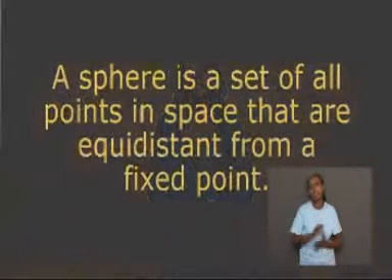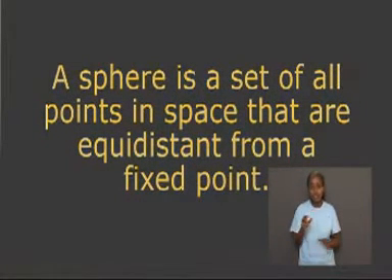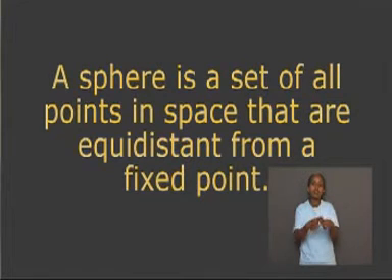We can define a sphere by expanding our definition of a circle. A sphere is a set of all points in space that are equidistant from a fixed point. The fixed point is called the center, and the common distance of all the points of the sphere from the fixed point is called the radius of the sphere. You may not have written your answer in exactly that way, but if you expressed the idea correctly, well done.